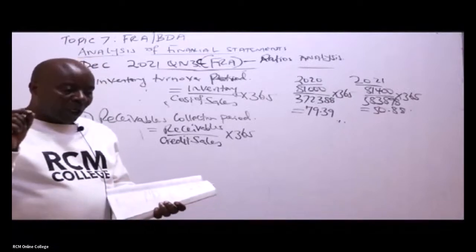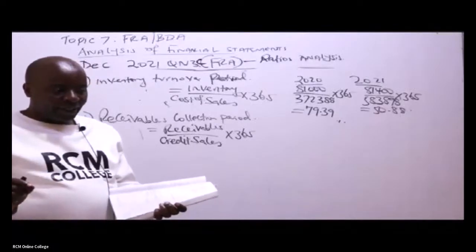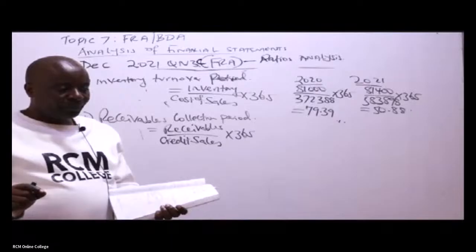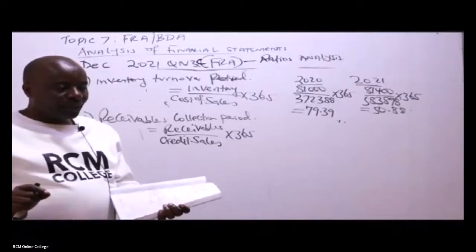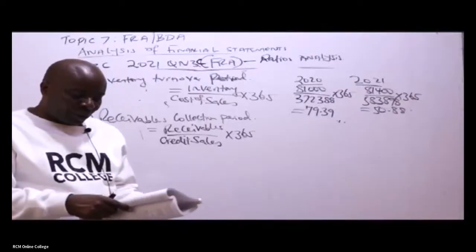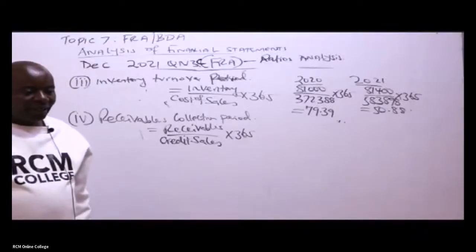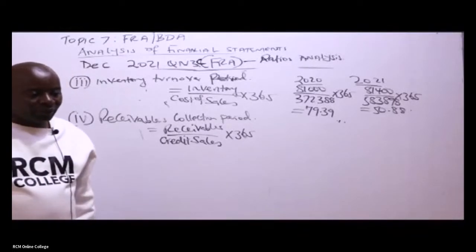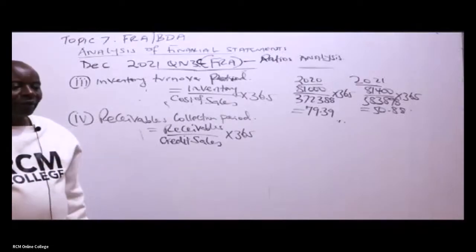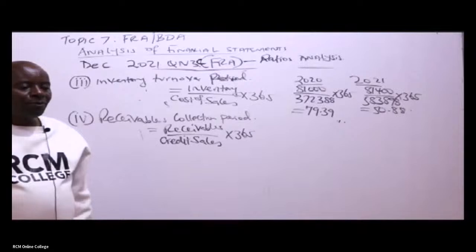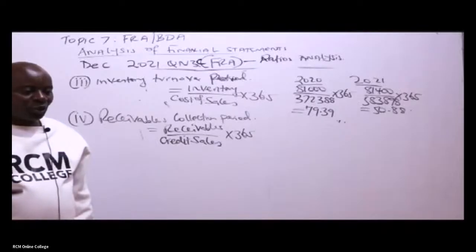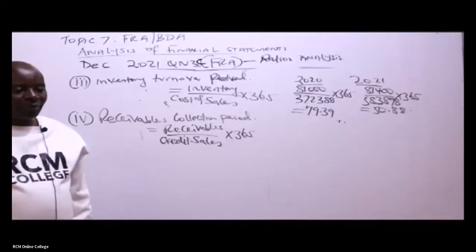Inventory, go for the closing one. So receivables, 2020, they don't have the question. I don't know whether I should proceed or give them some time. We cannot proceed really. They don't have the question paper. Somebody can just take a snapshot of this question and send it to us. We shall be happy.